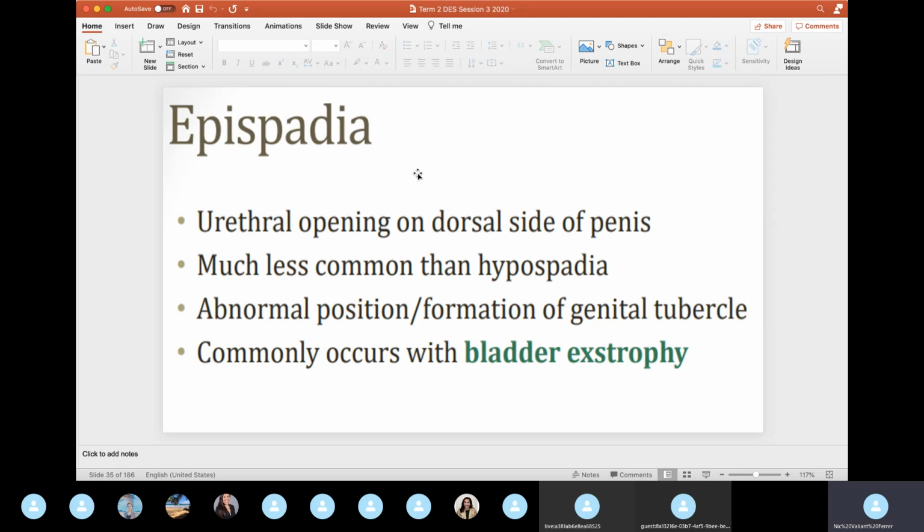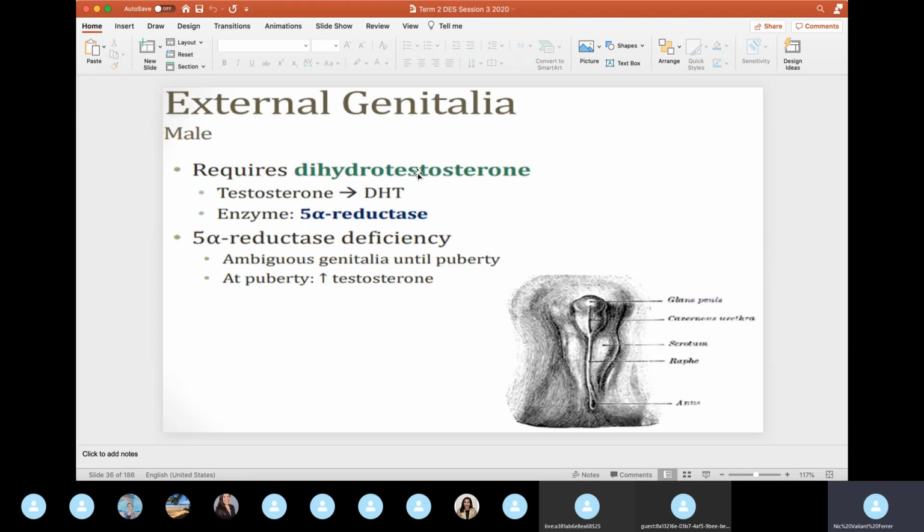Epispadias, urethral opening on the dorsal side of the penis. Embryological defect, abnormal formation of genital tubercle, commonly associated with bladder exstrophy. So don't forget, compare and contrast hypospadias with epispadias.